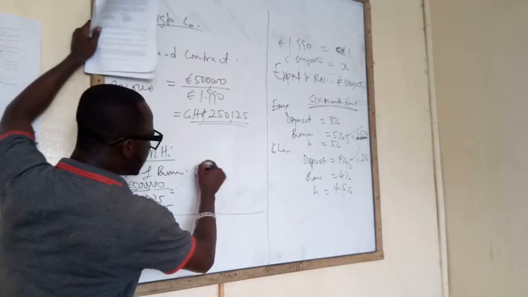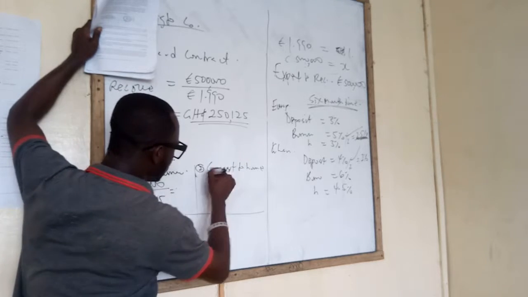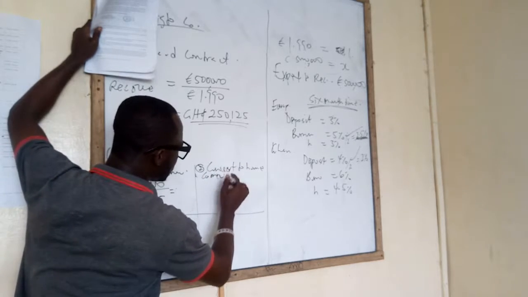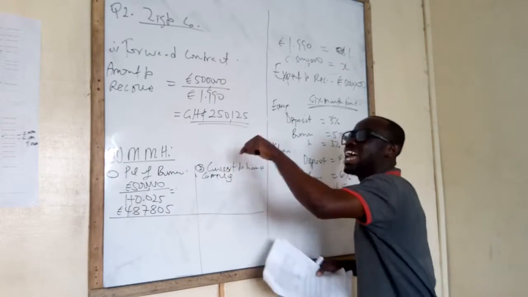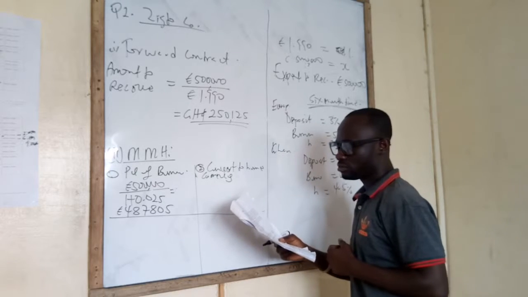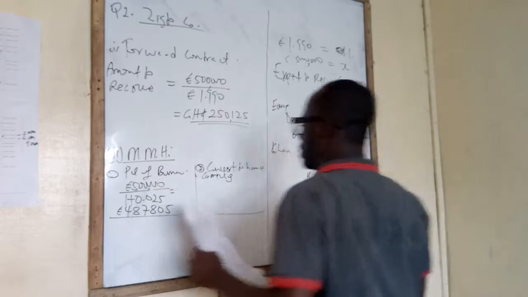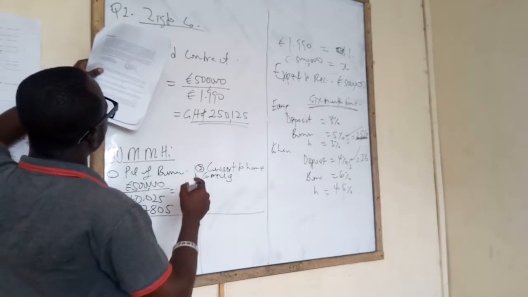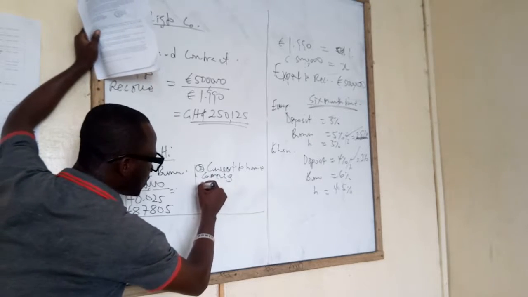So we convert to home currency. What is the home currency? Ghana cedis. Now we will convert using the spot rate. So what is the spot rate right now? 2 euros per Ghana cedi. So how much are we going to get in Ghana cedis?